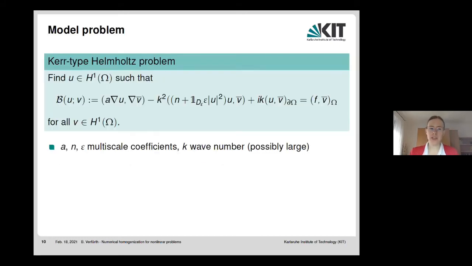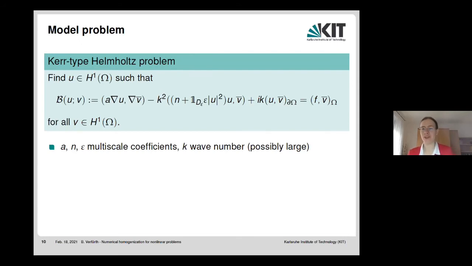So let me first again introduce the model problem. We look at the Kerr-type Helmholtz problem, where we want to find the solution U in H1 of the following variational problem, where again the left-hand side is abbreviated by calligraphic B. It's a gradient type term with a multiscale coefficient A, and this overbar over V denotes the complex conjugate. Then you have the wave number K, which is allowed to be large, a linear term with a multiscale coefficient N, and a cubic type nonlinearity, where epsilon is also a multiscale coefficient that is not necessarily small.